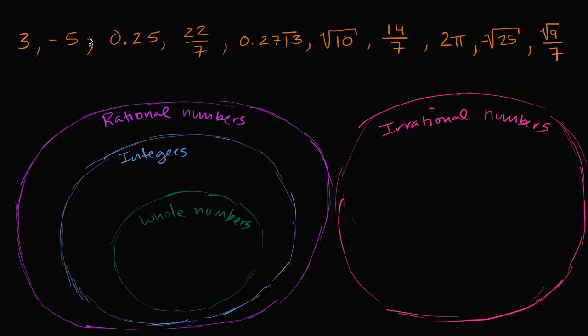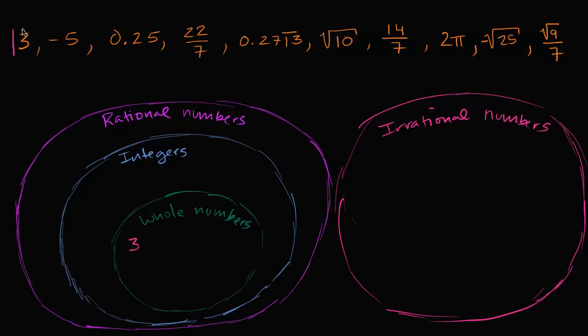And like always, pause the video. See if you can figure out what category these numbers fall into. Where would you put them on this diagram? So let's start off with 3. This is positive 3. It can definitely be represented as a fraction. You could represent it as 3 over 1. But it doesn't have to be represented as a fraction. It literally could be just a 3 right over there. But it's also non-negative.